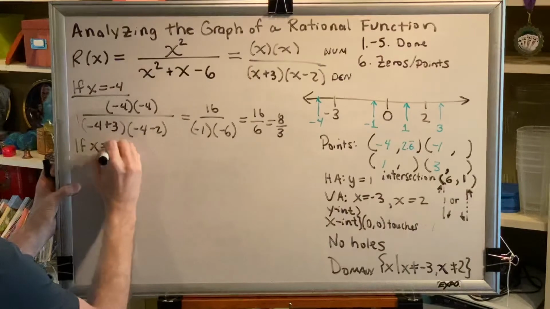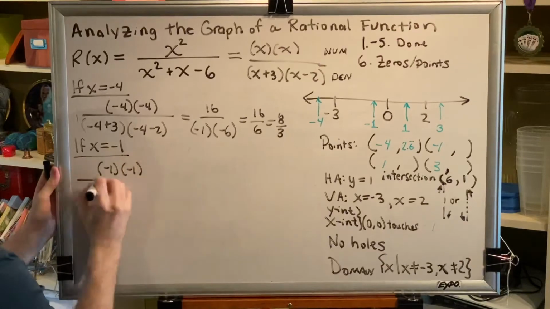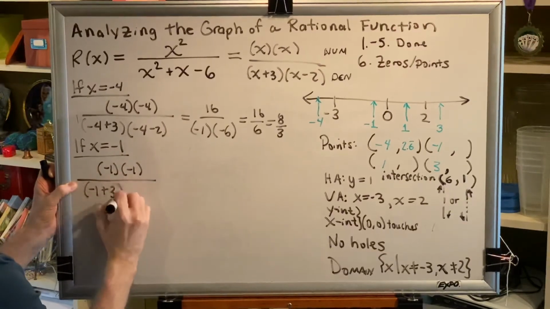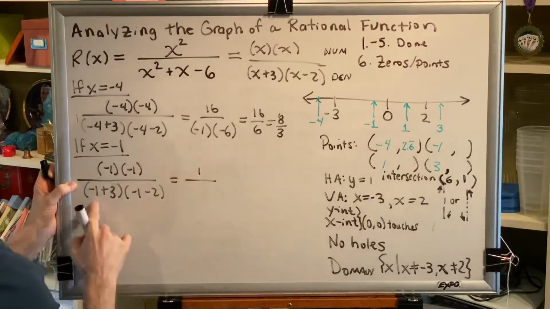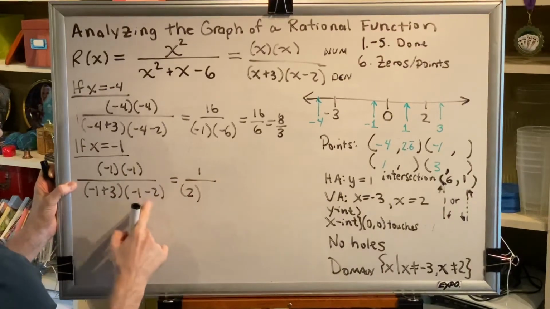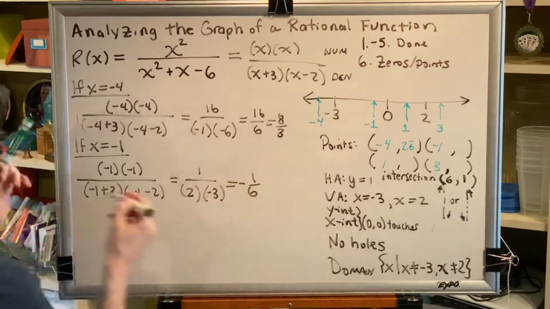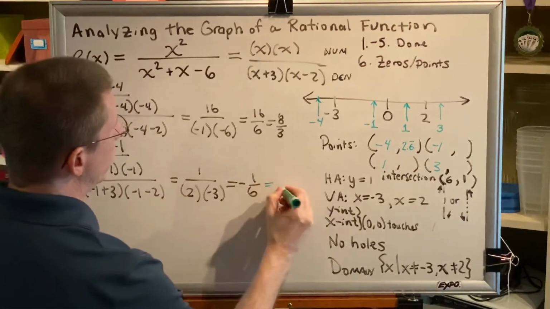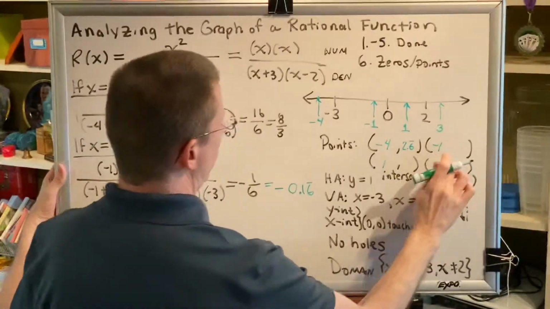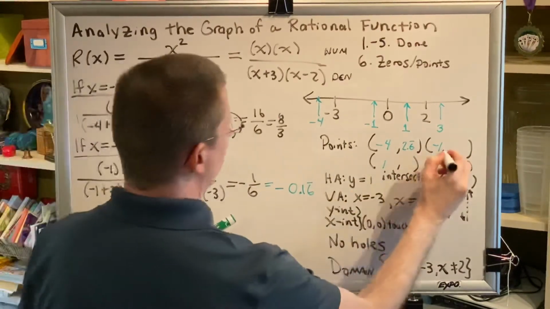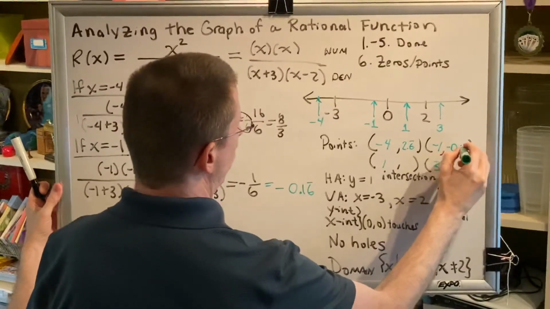All right, next value of x. If x equals negative 1, then plugging in, we would have negative 1 times negative 1 over negative 1 plus 3, negative 1 minus 2. Negative 1 times negative 1 is positive 1. Negative 1 plus 3 is positive 2. Negative 1 minus 2 is negative 3. So this is negative 1/6. And the decimal version of negative 1/6 is negative 0.16 bar. So negative 1 gives me the result negative 0.16 bar.